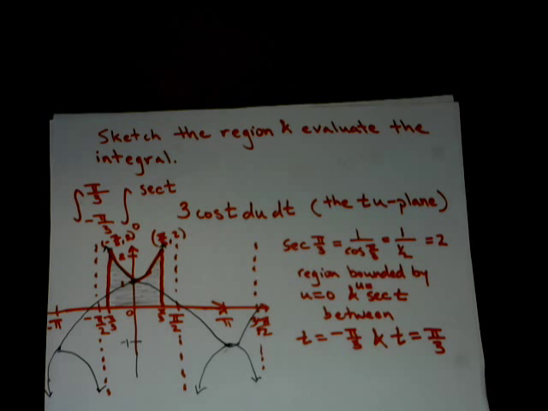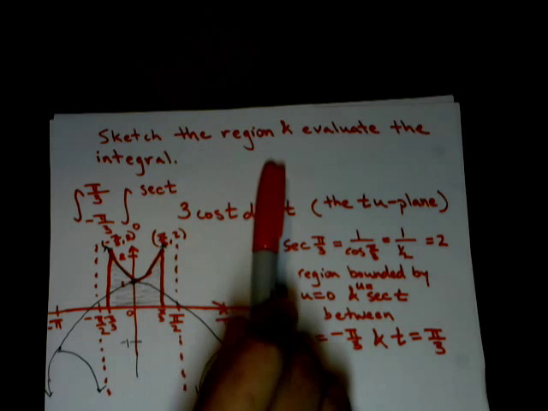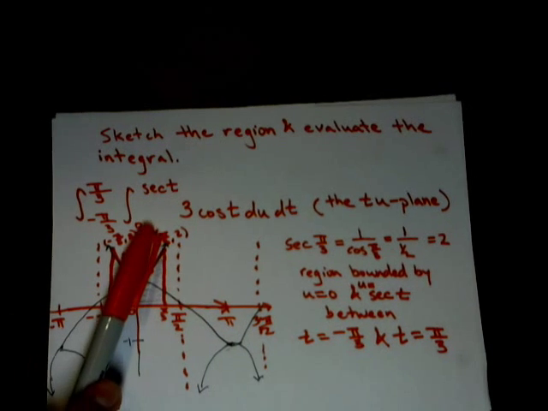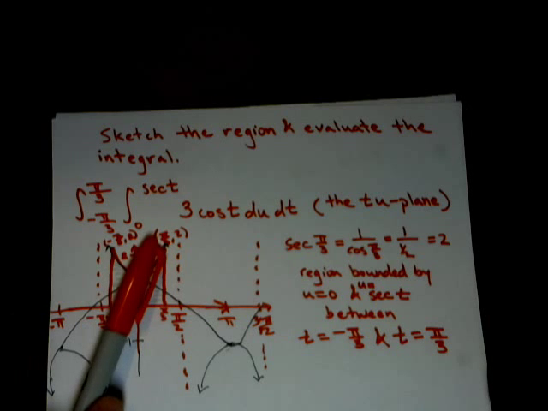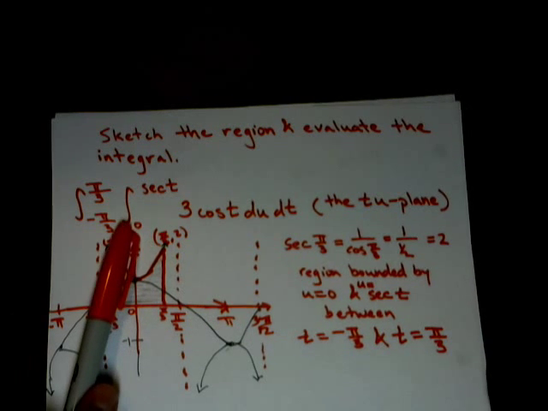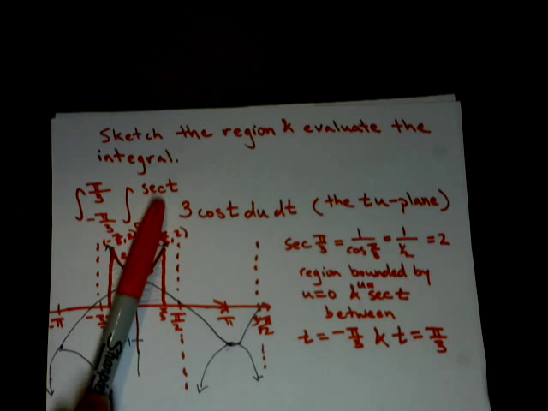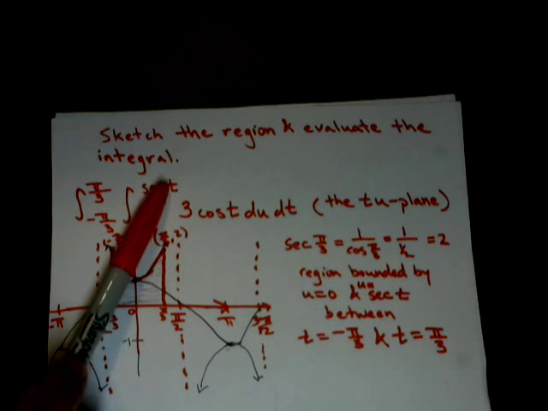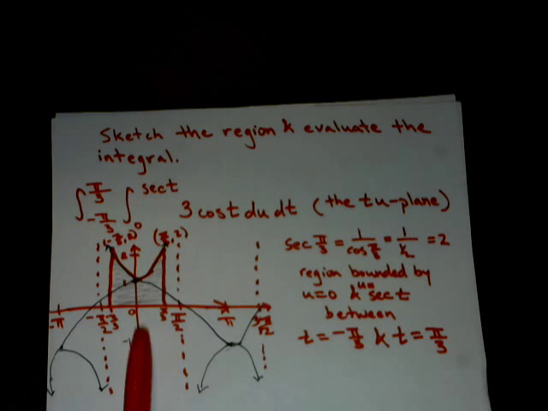In this example, we're gonna evaluate an integral over a region in the Cartesian coordinate system, and we're gonna sketch the region and evaluate the integral. Okay, so looking at our limits of integration, the region that's bounded is gonna be the secant function, and we're going to be integrating with respect to u first.